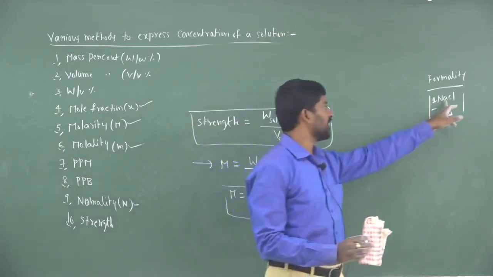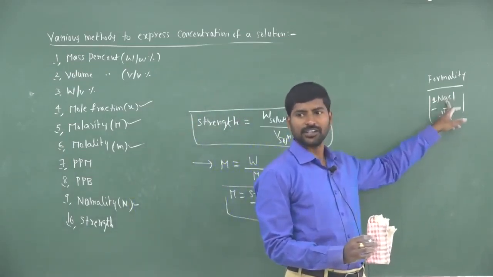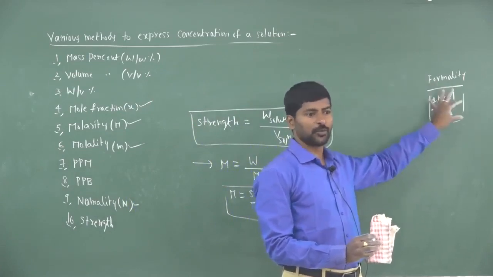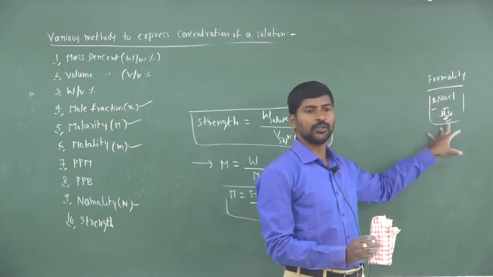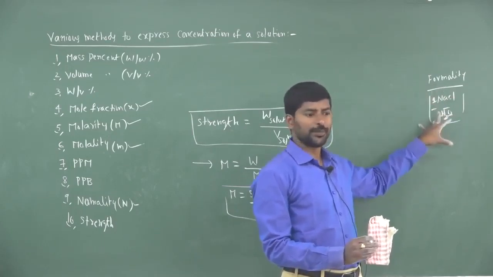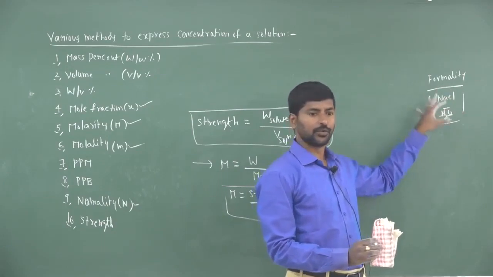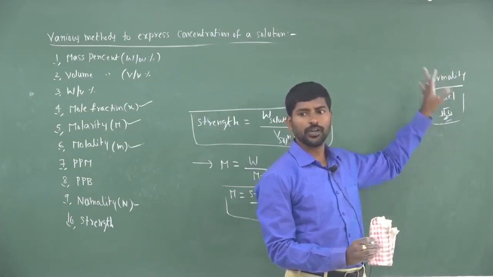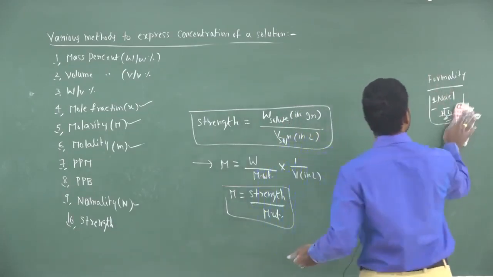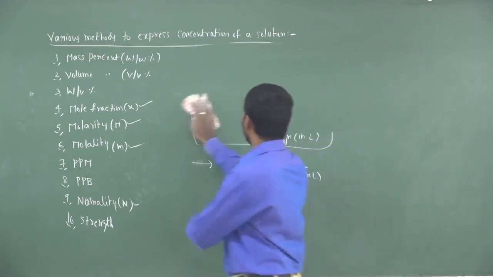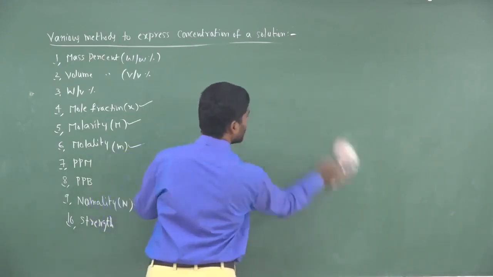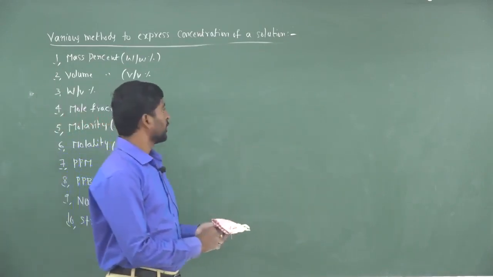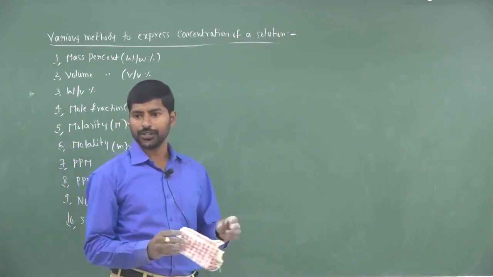Here NaCl undergoes dissociation to give Na plus ions and Cl minus ions. We are adding 1 mole of NaCl molecules, but in the solution 1 mole of Na plus ions and 1 mole of Cl minus ions are present. So whenever solute undergoes dissociation, to express concentration we follow formality. It is almost similar to molarity, which we follow for ionic solids or solutions where solute undergoes dissociation.